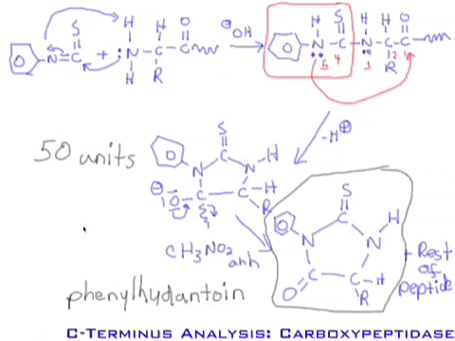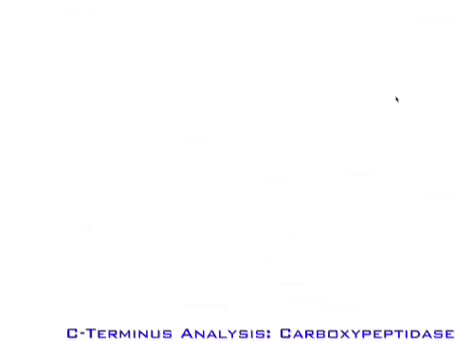Fortunately, we can also use a process starting from the C-terminus. We can analyze from the C-terminus residue, the C-terminal amino acid residue. In order to do this, I use an enzyme called carboxypeptidase.